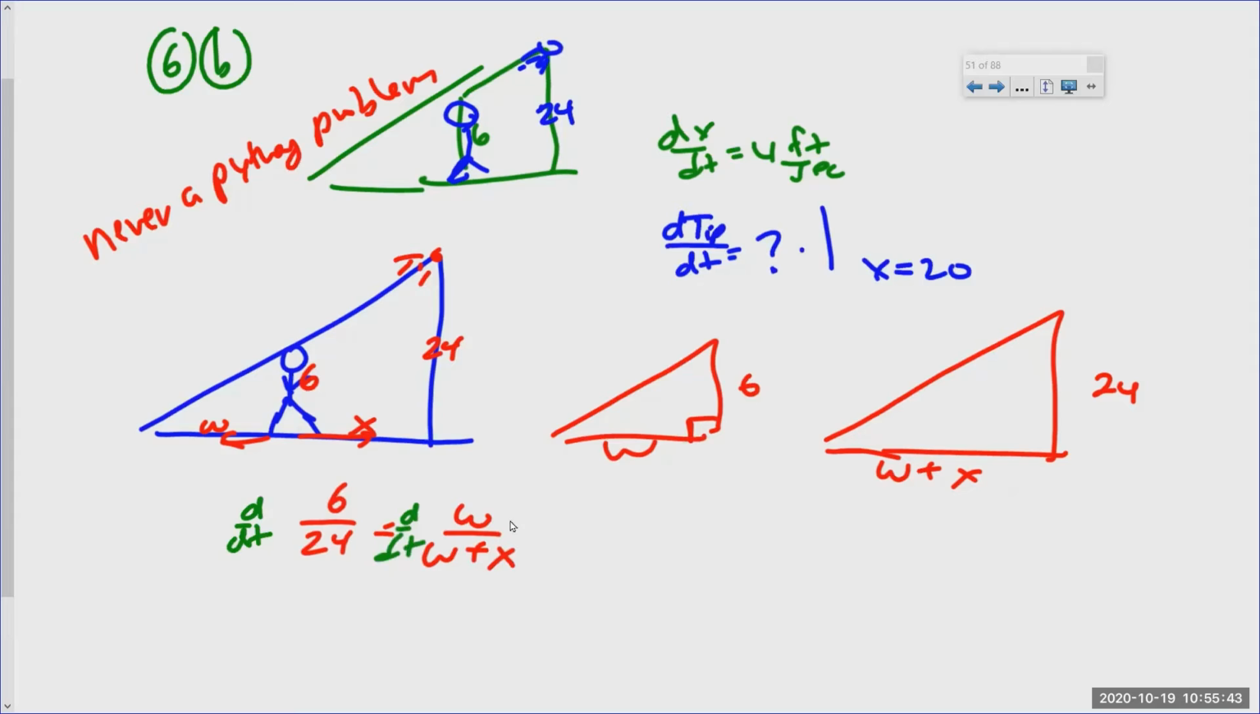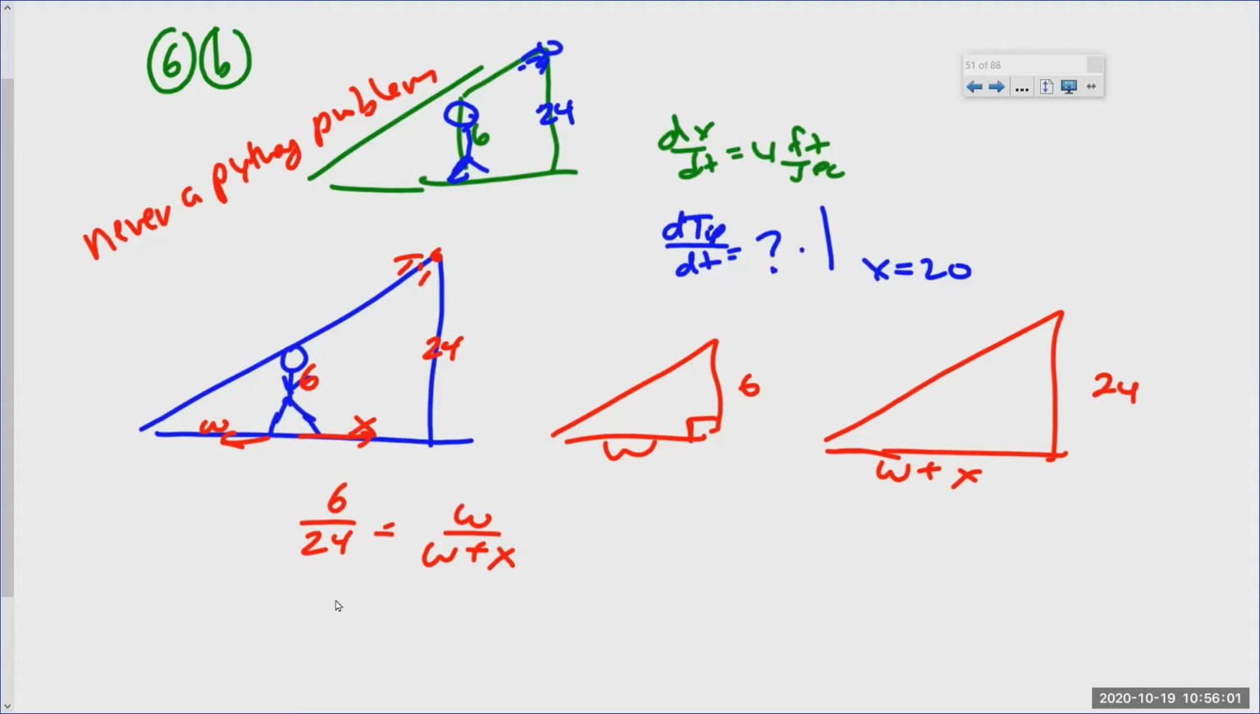I totally see why you get stuck, because nobody would want to take a quotient rule of this. But the trick to this problem, and you guys need to know these problems well enough to know the tricks to each problem, is that before you take the derivative, do the cross multiplication.